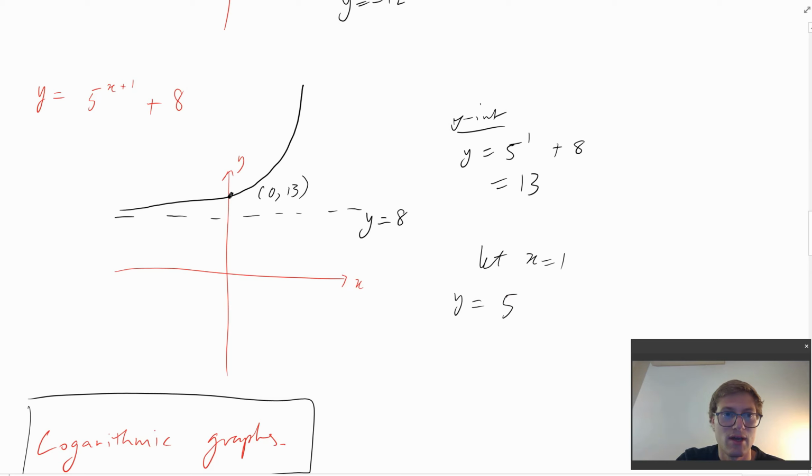That'll give us 1 plus 1 is 2, so that's 5 squared plus 8. So that's 25 plus 8, which is 33. So there was another point here, which is (1, 33). So there we go. If we don't have two axis-intercepts, we better find an extra point. And it doesn't matter which one you choose, so pick one that's easy.